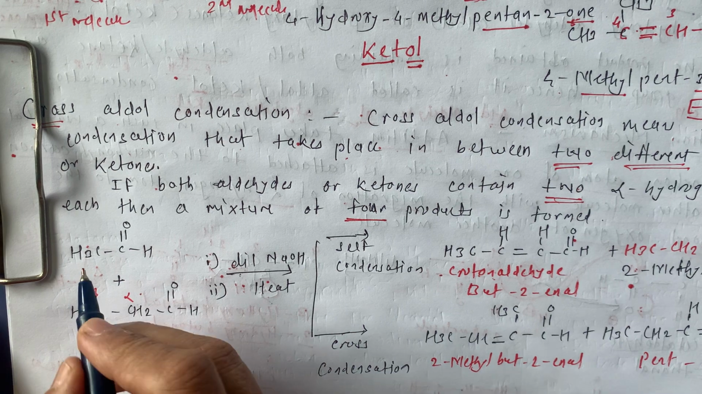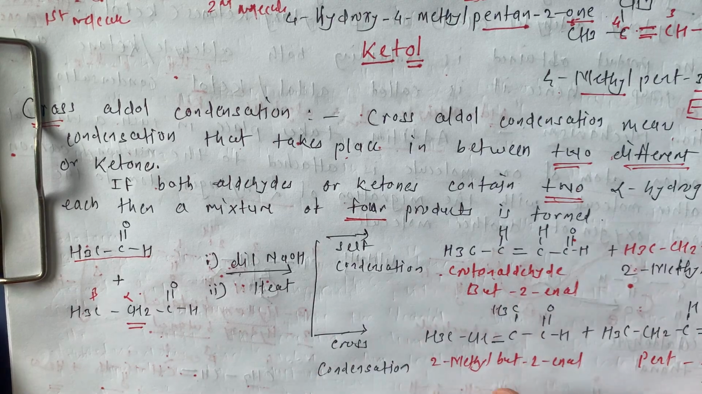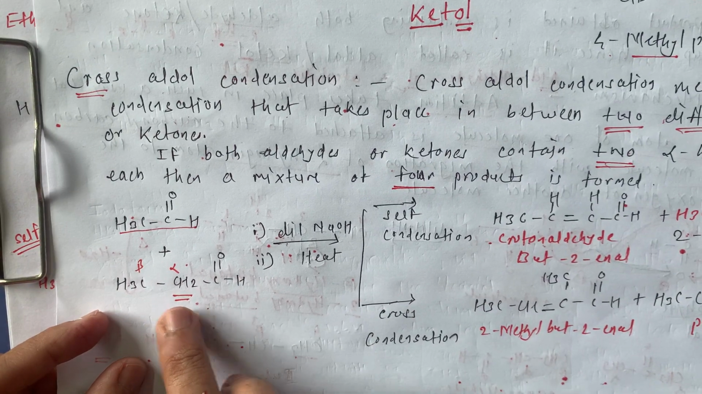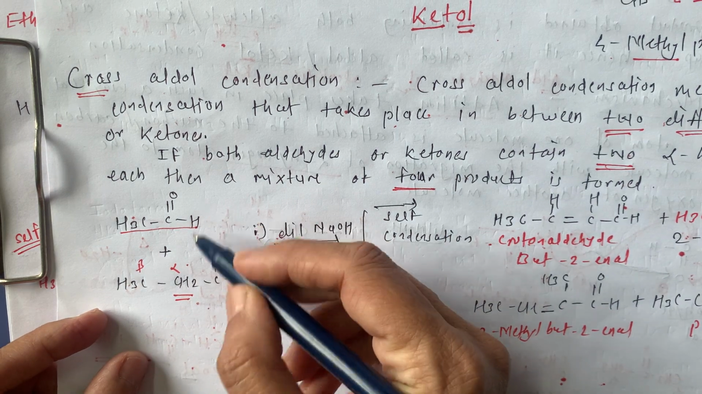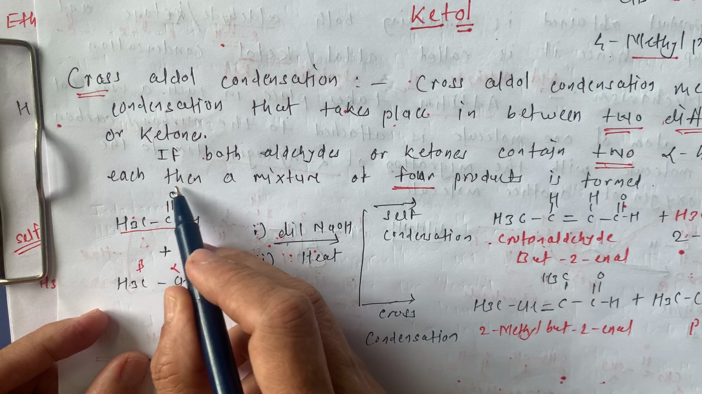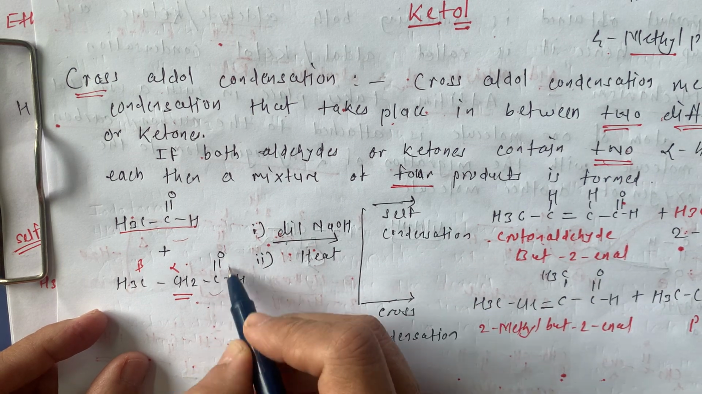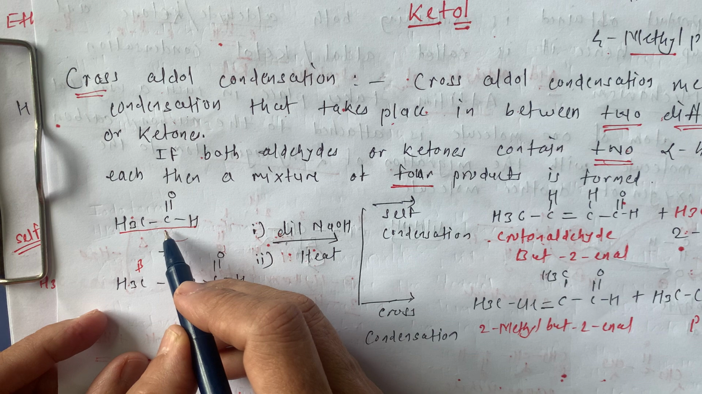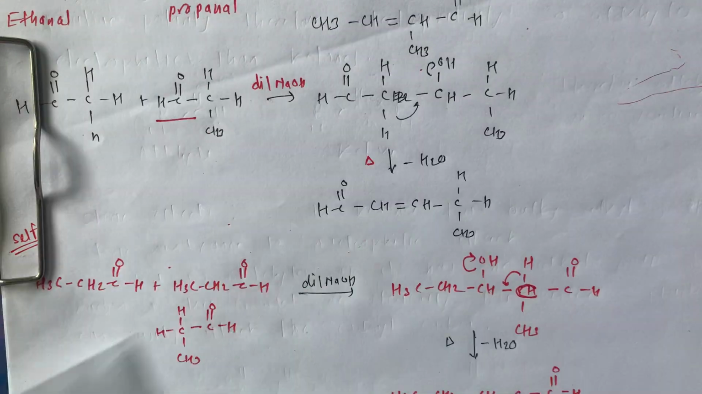How four products? There is self-condensation, meaning aldehyde reacts with aldehyde, just like this example. Or there is a reaction between these two different aldehydes. In one case, this carbonyl carbon is going to react with another, or in another case, this carbonyl carbon is going to react with this alpha carbon.